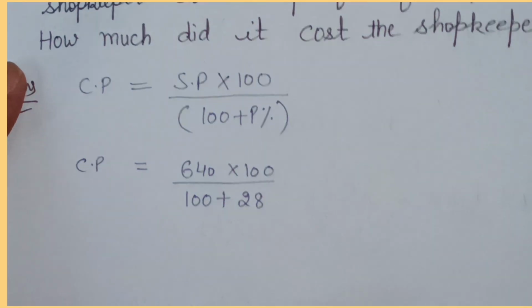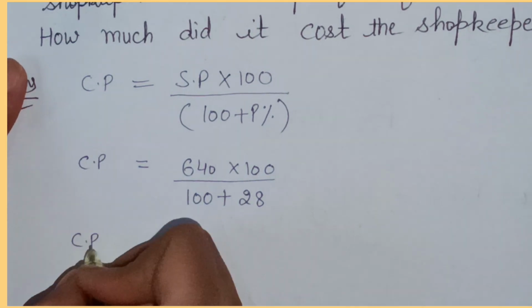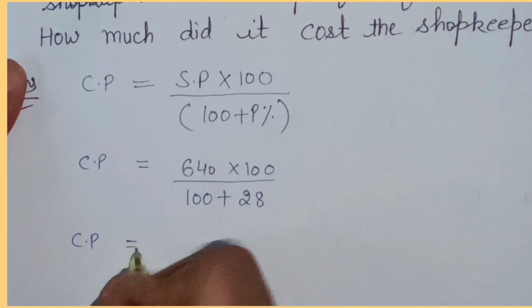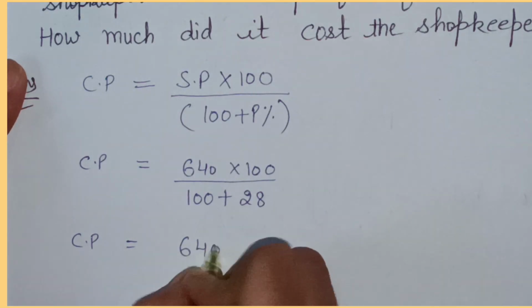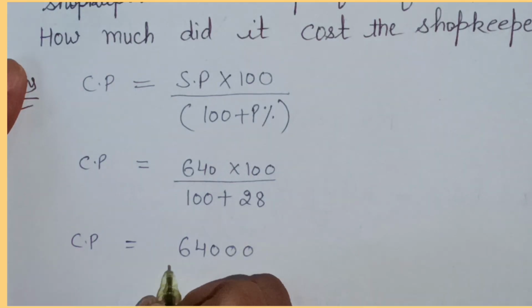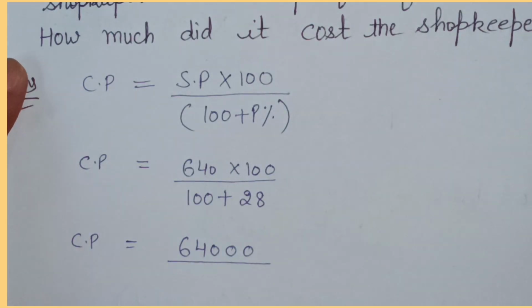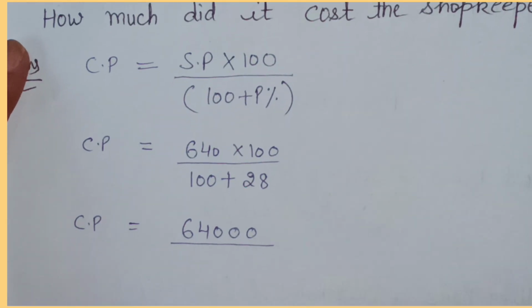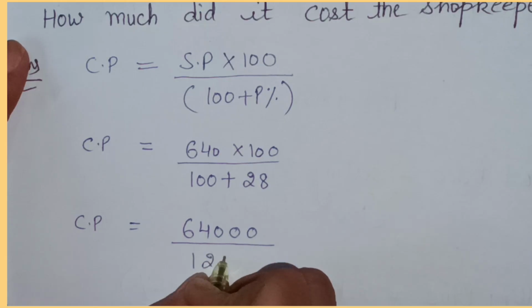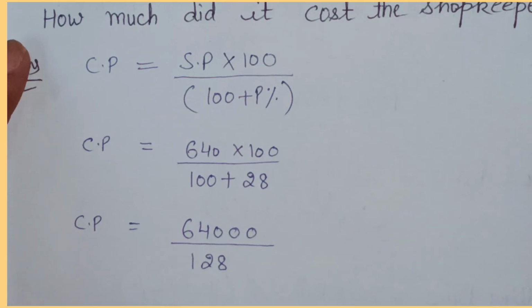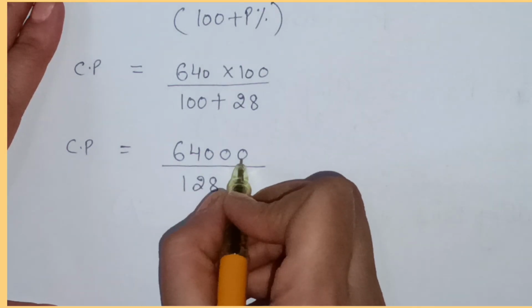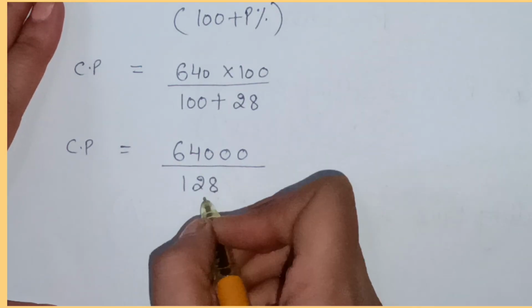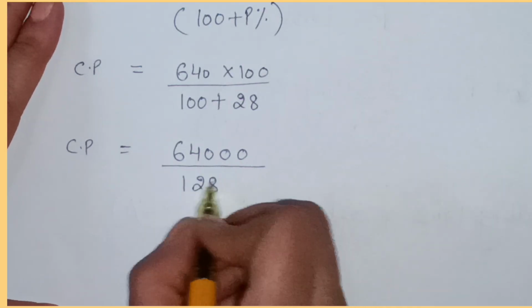Now I write CP is equal to 640 multiplied by 100, which is 64000, upon 100 plus 28, which is 128. Now from here, 8 is an even number, so both are divisible by 2.